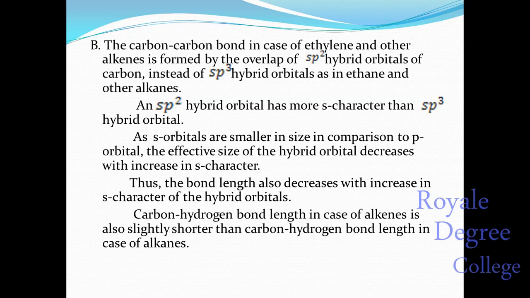And the sp2 hybrid orbital has more s character than the sp3 hybrid orbital. As s orbitals are smaller in size in comparison to the p orbital, the effective size of the hybrid orbital decreases with increase in s character. Thus, the bond length also decreases with increase in s character of the hybrid orbitals. So, the carbon-hydrogen bond length in the case of alkenes is also slightly shorter than the carbon-hydrogen bond length in the case of alkanes.